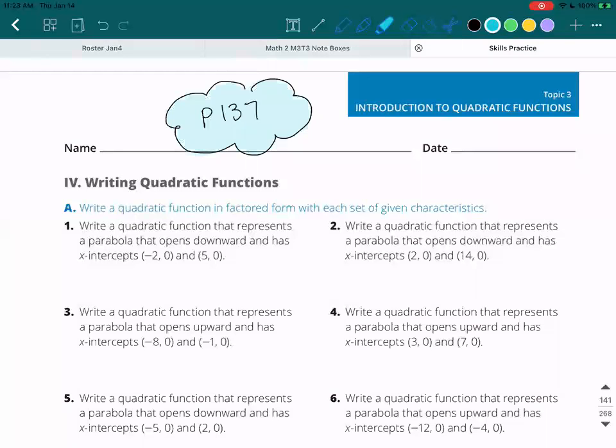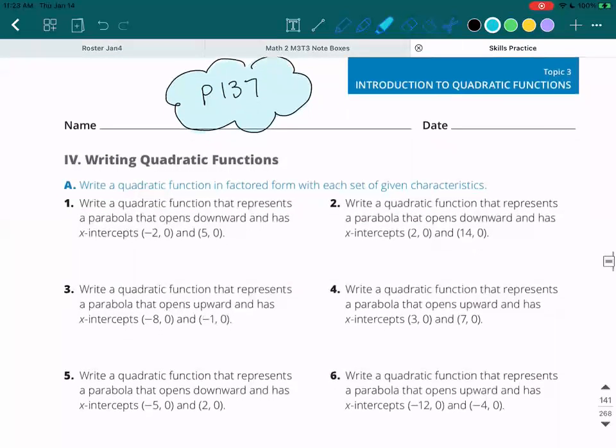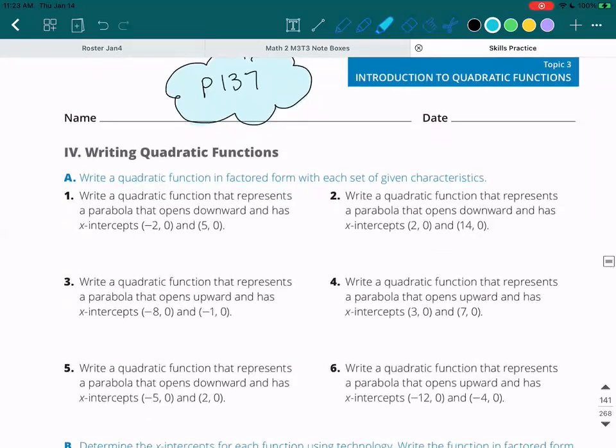All right, so like I said, we are on page 137. I'm going to do the odd ones, and you guys are going to do the even ones for homework. So this first section or category, it says, write a quadratic function in factored form with each set of given characteristics. So we're going to write factored form.